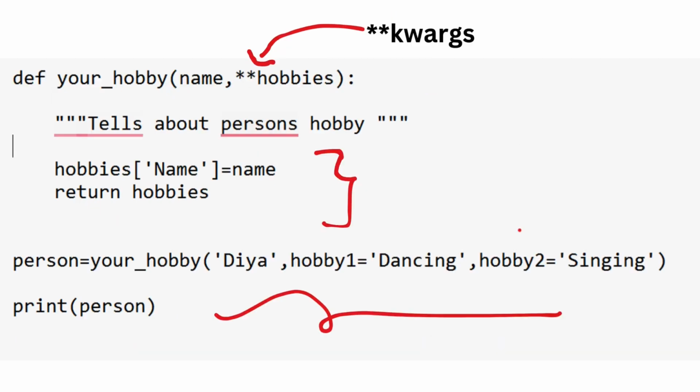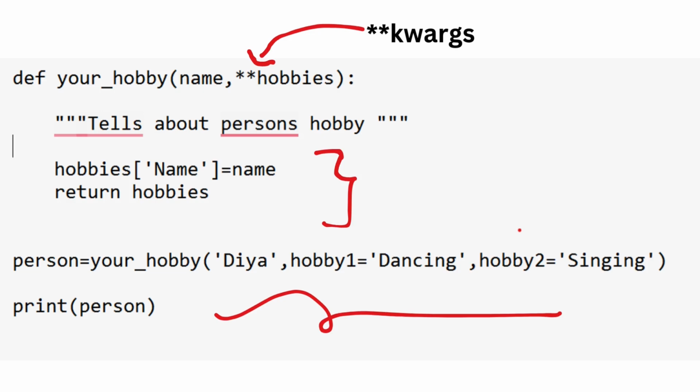So we can collect an arbitrary number of arguments. But what if we don't know the type of information which will be passed? At that time, we can go for arbitrary keyword arguments. Let's see this using an example. In this example, the hobby function expects the name of the person and then allows as many name-value pairs as needed: name, comma, double asterisk hobbies. It tells about the person: his or her name as well as their hobbies are returned to the line which called it. In this function call, we have given the name Dia, hobby 1 dancing, and hobby 2 singing.